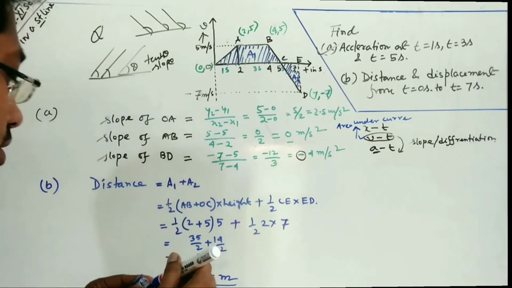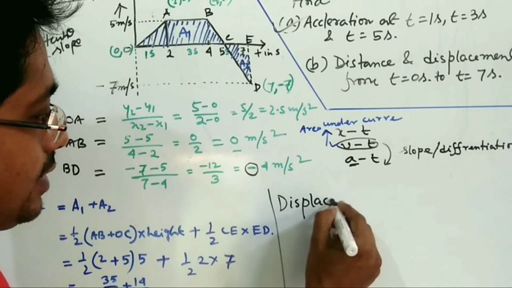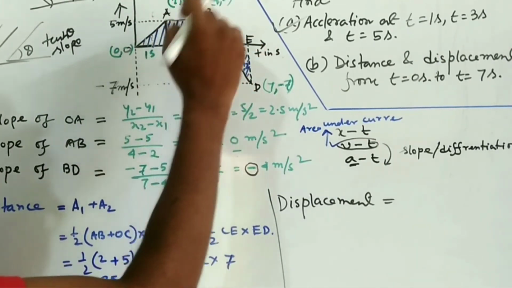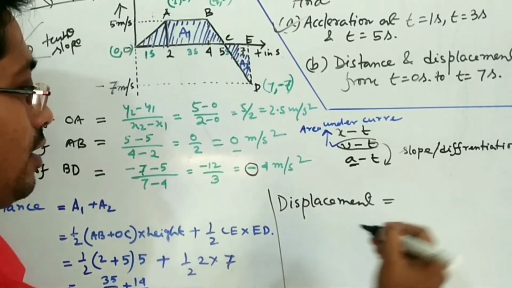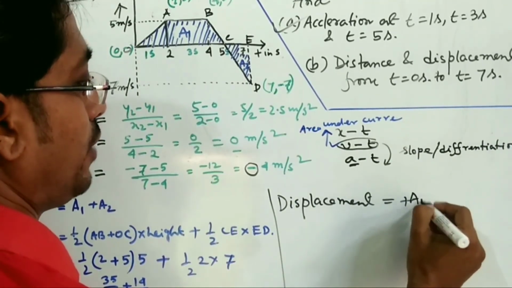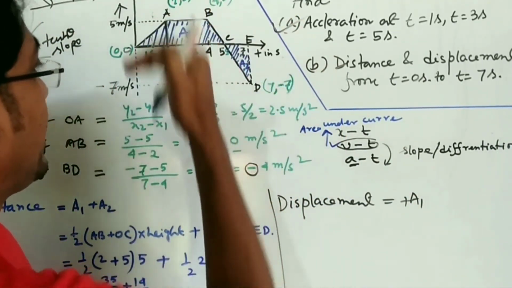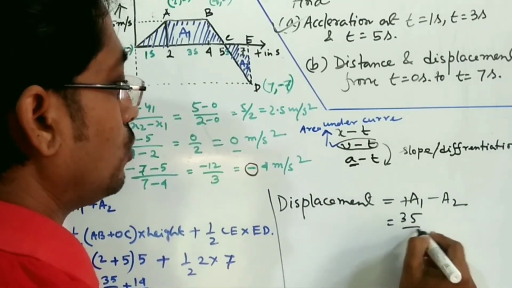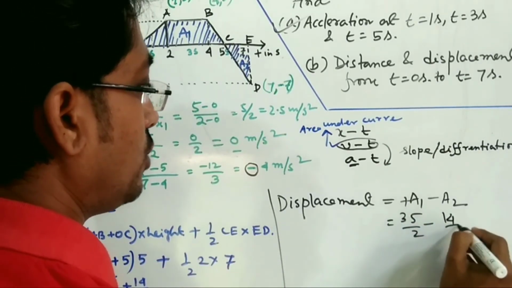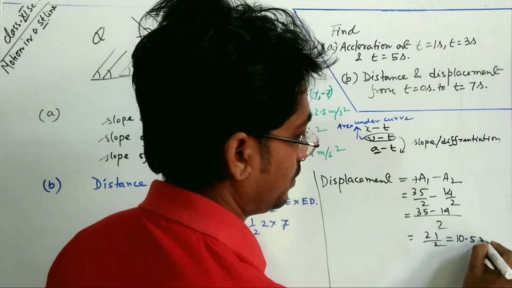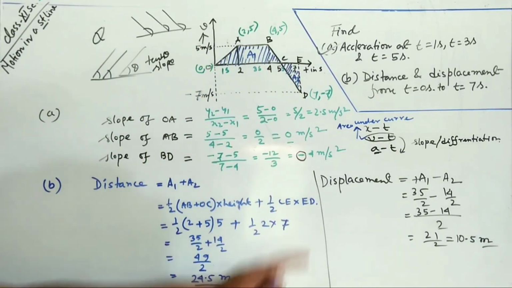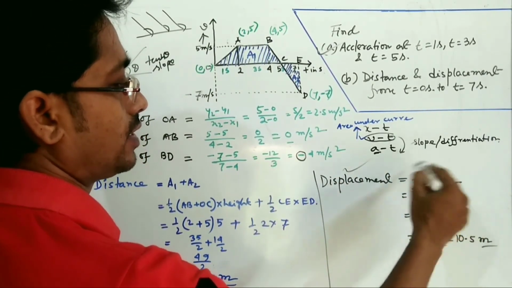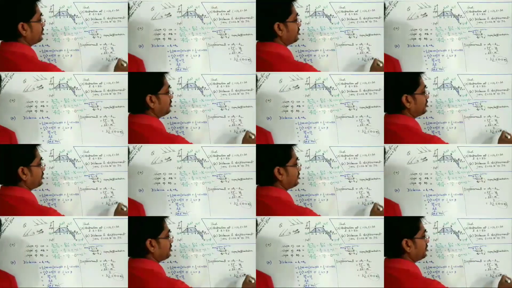Now what will be the displacement? The first area is on the upper side of the t-axis, the positive v-axis, so it will be taken as positive A1. The second is on the lower side of the t-axis, the negative v-axis, so it will be taken as A2. A1 we have got as 35 by 2, A2 we got as 14 by 2, so the displacement is 10.5 meters. Displacement is a vector quantity, that's why we have considered positive and negative directions here, and it comes out as 10.5 meters.